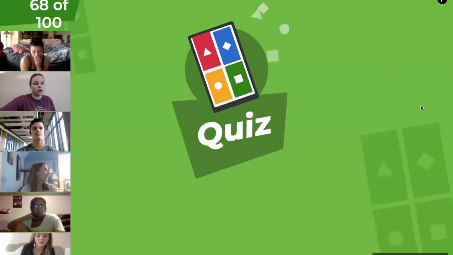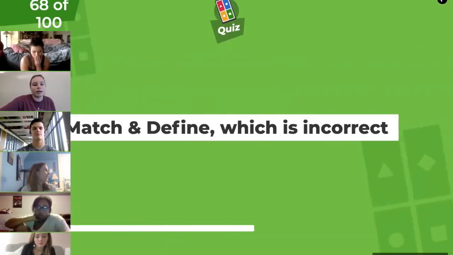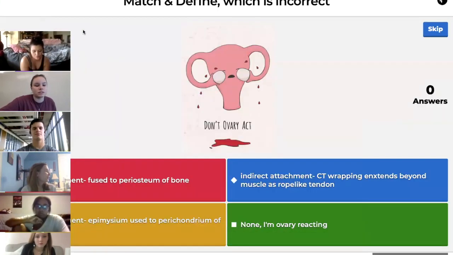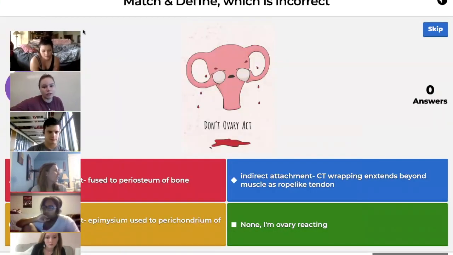Alicia is coming up. Match, define. Which of these is incorrect? So which of these is matched and defined incorrectly?